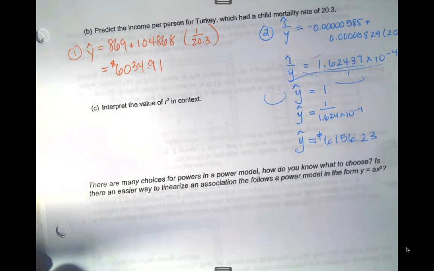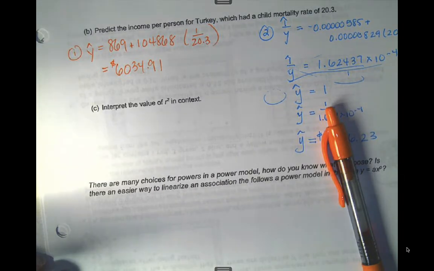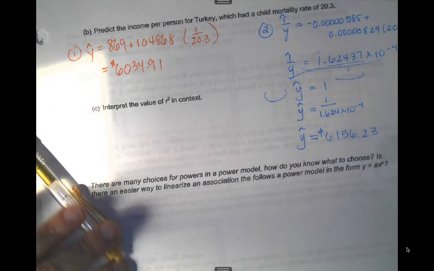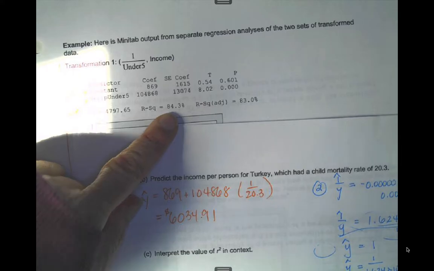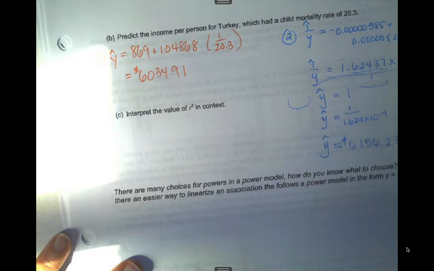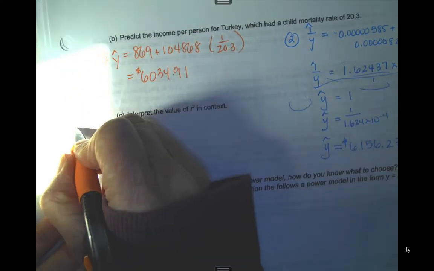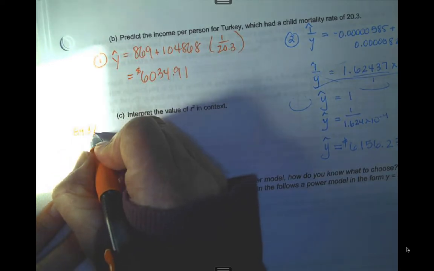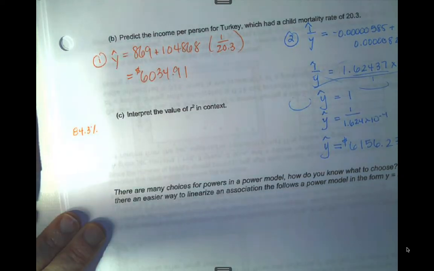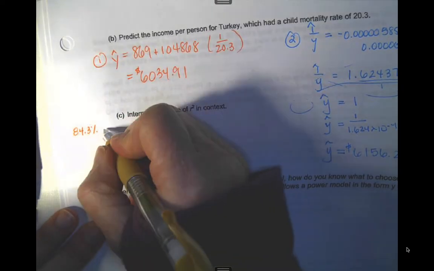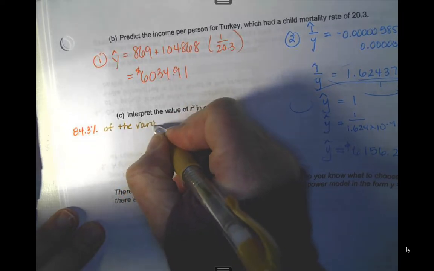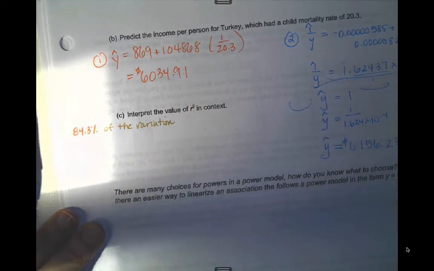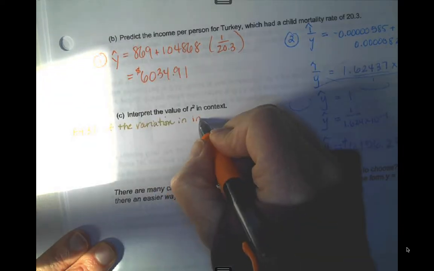When we do the interpretation here, there are some things that can stay the same, and some things that will have to change. The first one says to interpret r squared, so there's the r squared. For the first one, I'm going to say that 84.3%. And the parts that are staying the same are this part right here, so of the variation. Remember, it's always the variation in the y variable. So in this case, it's income.